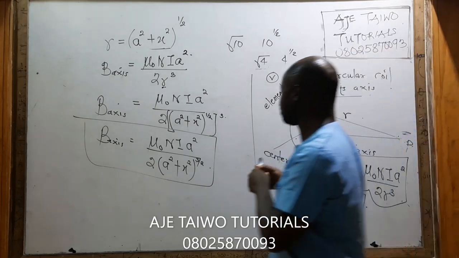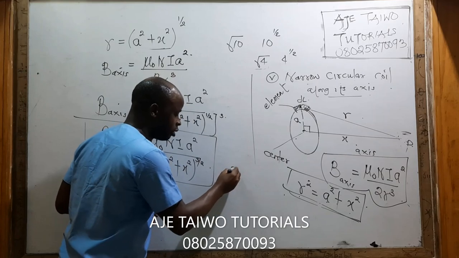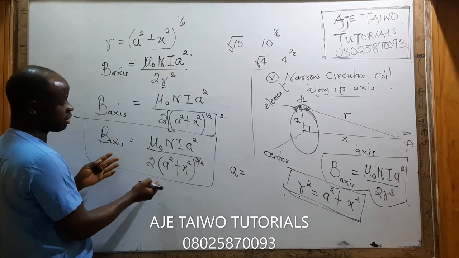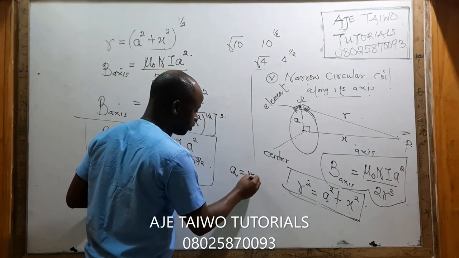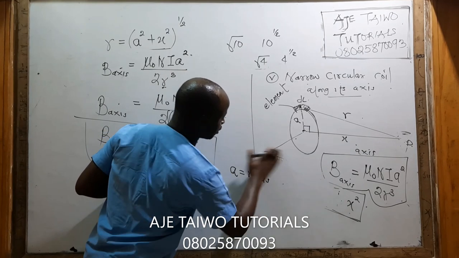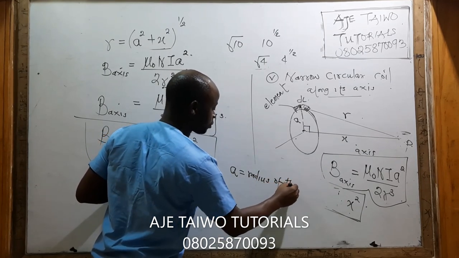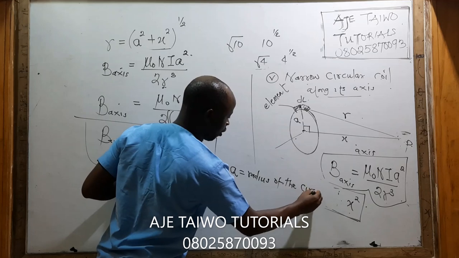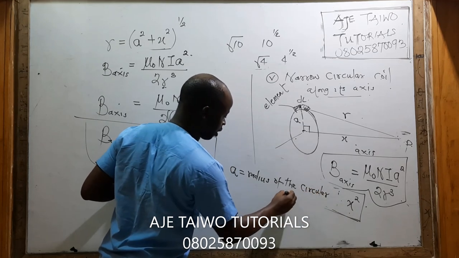Now, I've told you, what does A stand for in this formula? A is the radius of the circular coil. Radius of the circular coil.